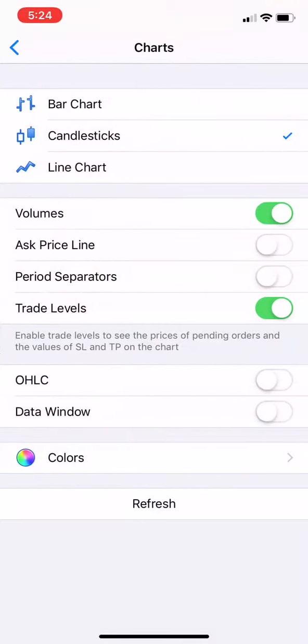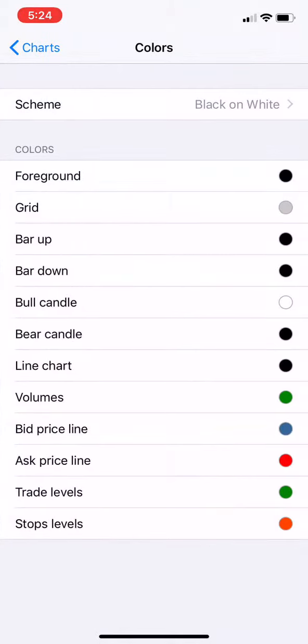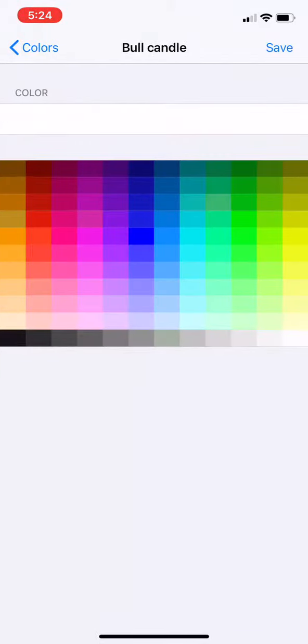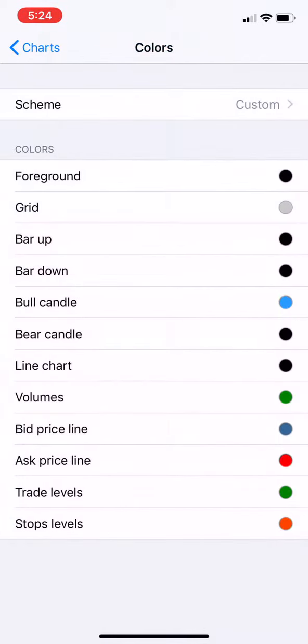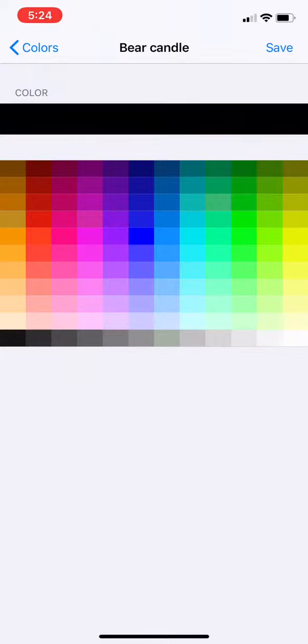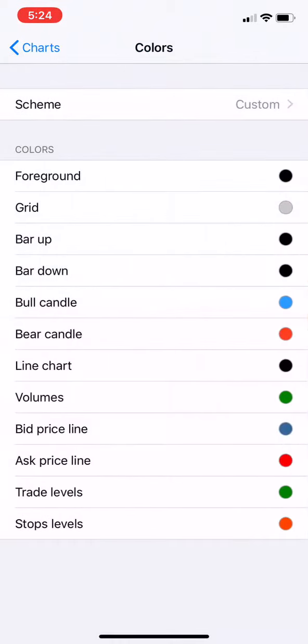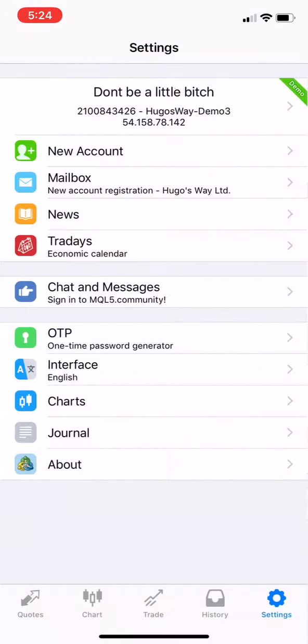To set up colors to be easier on the eyes, go to where it says bull candle, and set it on a blue. Then you go to bear candle and set it on a red. Now your chart should look like this.